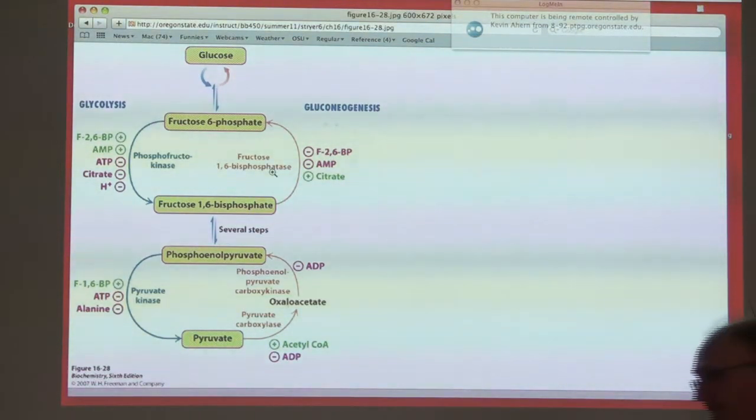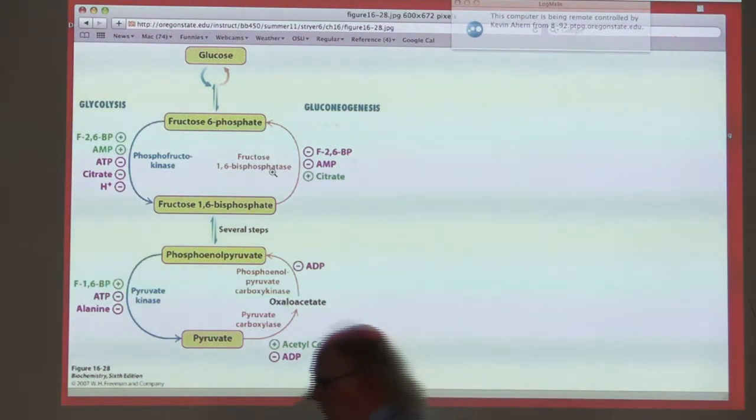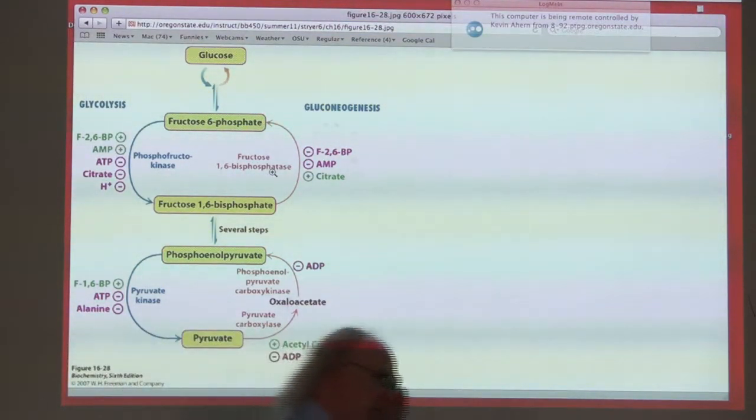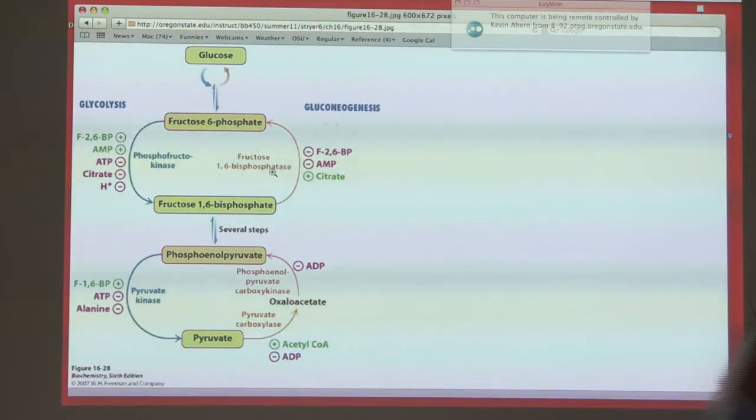Now, this regulatory scheme that I'm getting ready to describe to you is the first case you're going to see of the phenomenon known as reciprocal regulation in action. And you need to make sure that you understand reciprocal regulation, because it will become important when I talk about glycogen metabolism later, and when Dr. Merrill talks about other processes of catabolism and anabolism next quarter, okay?